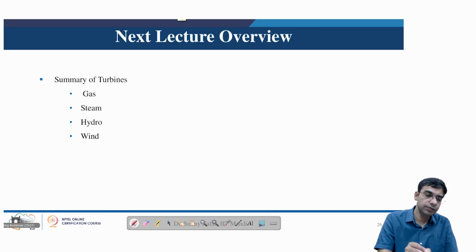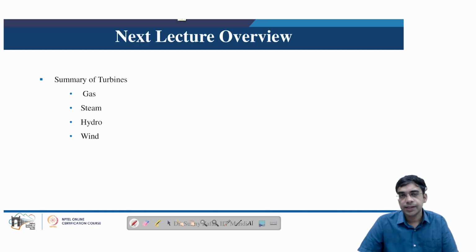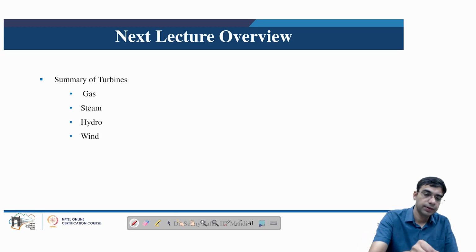So in the next lesson, which will be the last lesson for this course, we will summarize the complete course, in which we will look at the summary of the gas turbine, steam turbine, hydro turbine and wind turbine from the perspective of their service conditions and mapping it to the materials which have been used, and subsequently the manufacturing processes which have been used to manufacture these types of turbines.